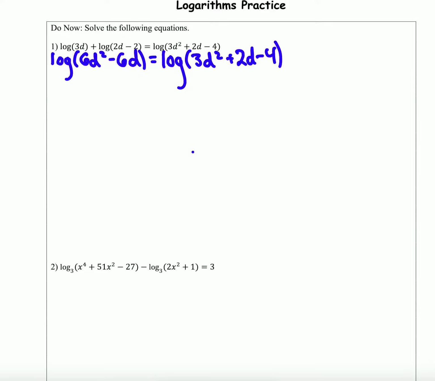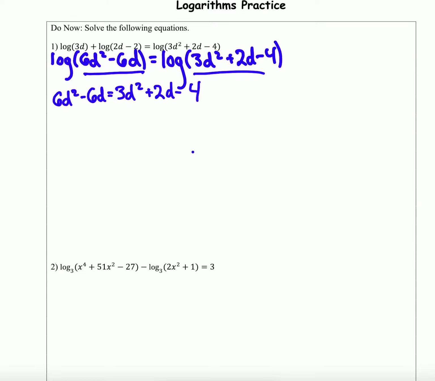So now we have a log of the same base equals a log of the same base, so we know their arguments must be equal to each other. So that's what we're going to do now. We're going to set their arguments equal to each other. So this would be 6d squared minus 6d, set it equal to the argument on the right. That would be 3d squared plus 2d minus 4.